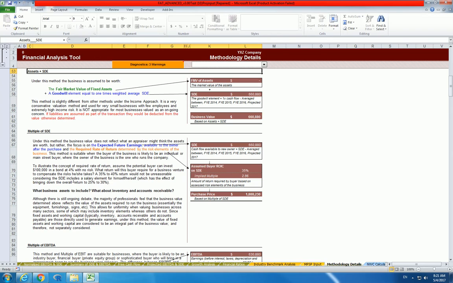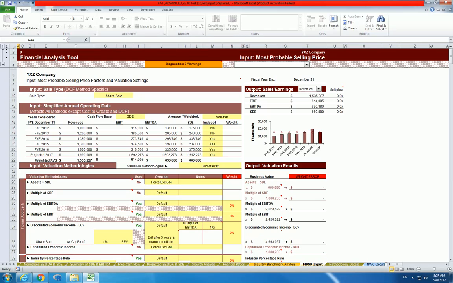Now scrolling down, we're able to see how this is actually calculated and decide whether or not this method is relevant to the analysis at hand. Each methodology will be explained in more detail in its own video. The last thing to do to determine the MPSP is decide on the weighting on each methodology, which should reflect the amount of confidence that you have in each value, as well as what you have projected for the future.